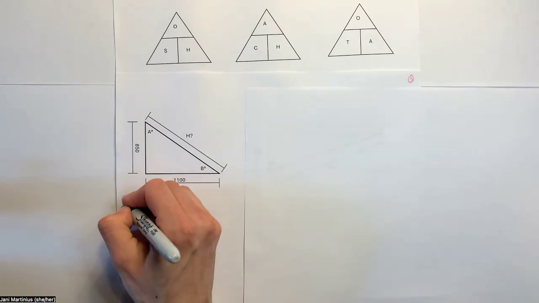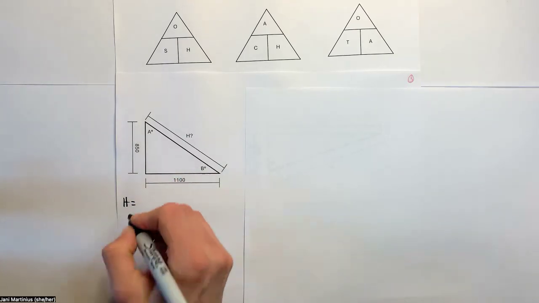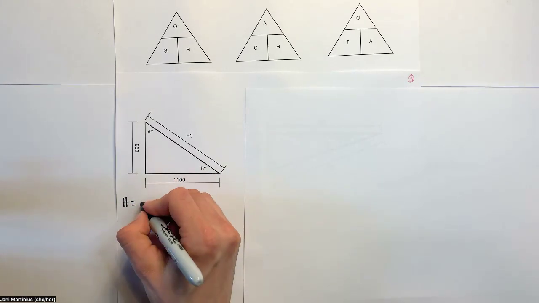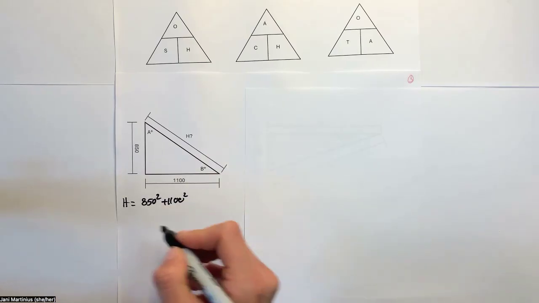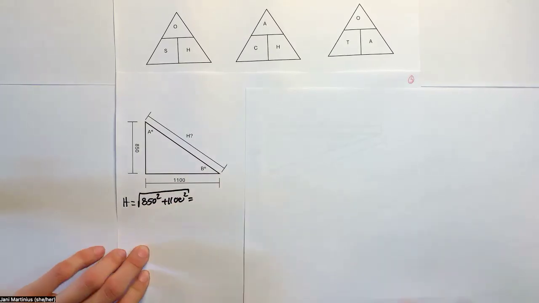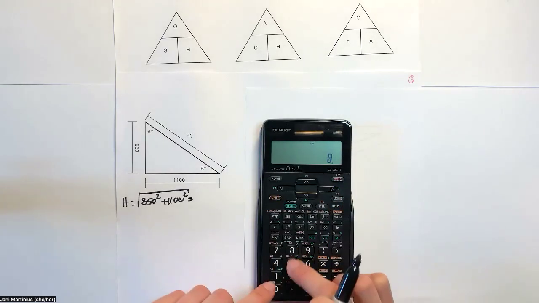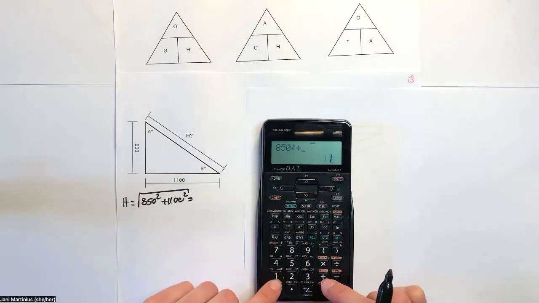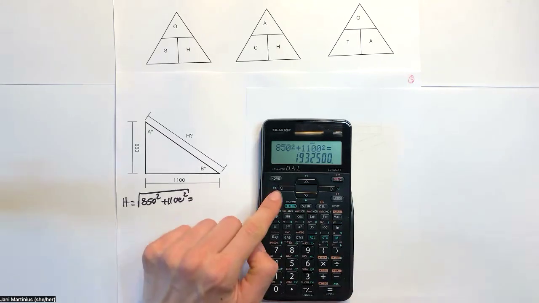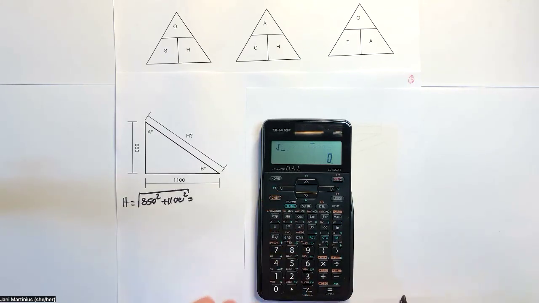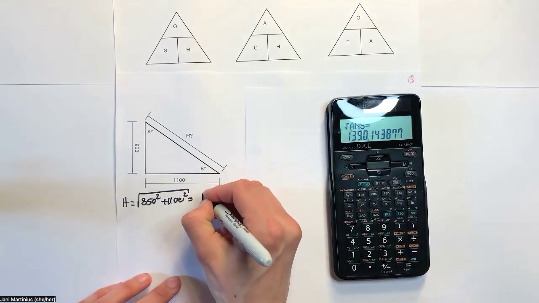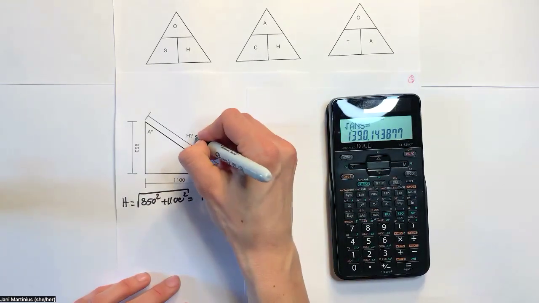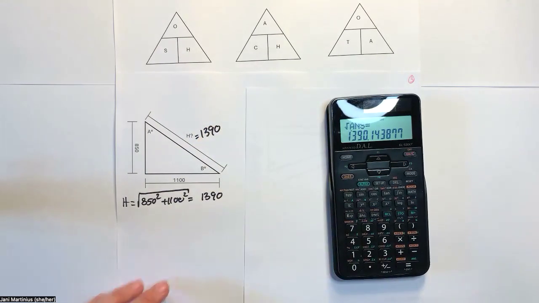So easiest to start with, finding the hypotenuse, a squared plus b squared equals c squared. Pythagorean. Let's figure that one out first. So 850 squared plus 1100 squared equals second function, and that square button gets us the square root equals 1390. Excellent. 1390. Put that in here, 1390, so we can keep track and know what we've already figured out.